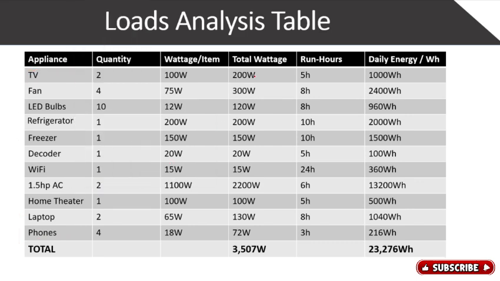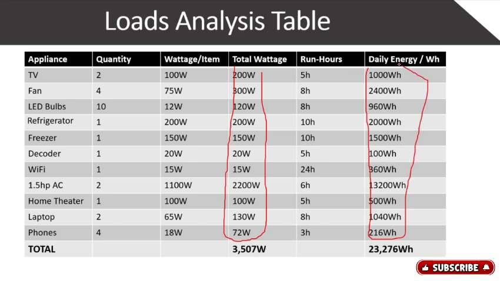Now, after you have done with all your calculations and all your figures are right, the next stage is to sum all of this column to your total wattage. You sum everything together, as well as your daily energy. You sum all of them together. So for this total wattage, which is 3,507 watts, that's our total wattage. It is this one that you use when you are sizing your inverter. You use this one to size your inverter.